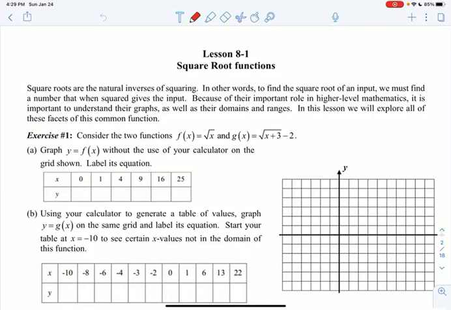So consider the two functions. The first one is f of x equals the square root of x, and the second one is g of x equals the square root of x plus 3, minus 2. Let's graph y equals f of x without using our calculator.